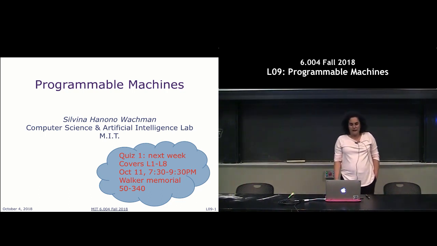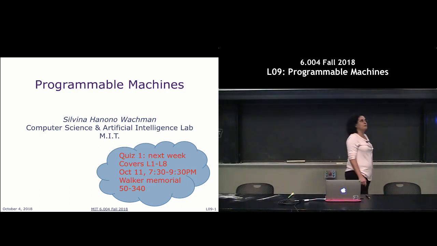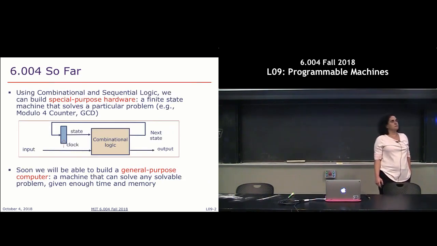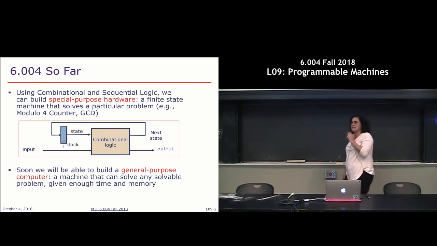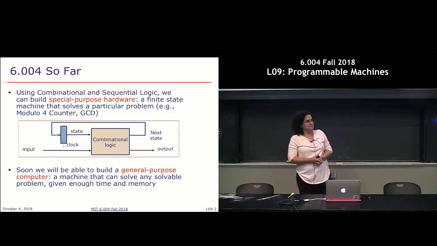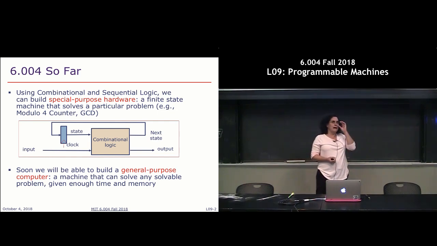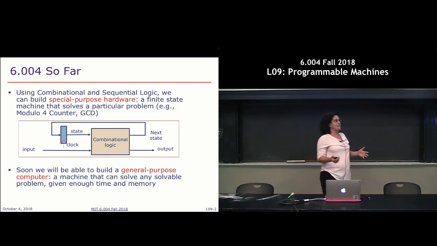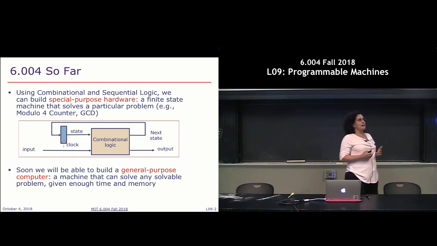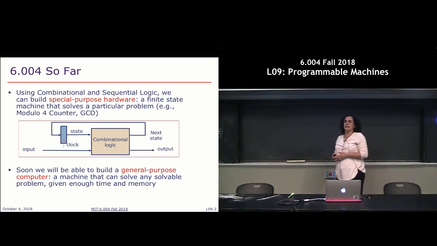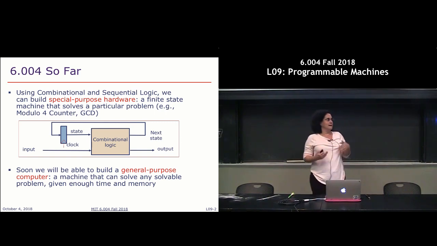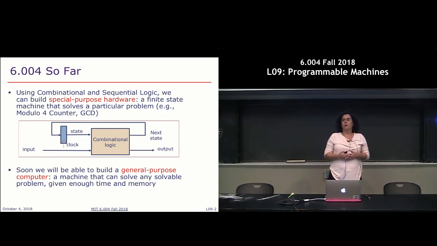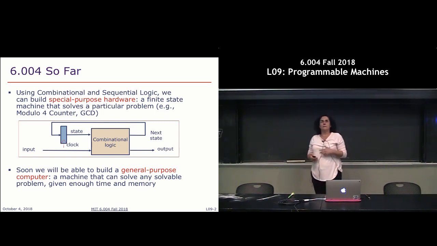Great. All right, so today we're going to move on to talk about programmable machines. So what have we done so far in 6004? So far we've learned how to build combinational circuits, how to build sequential circuits, and together we're able to put them together and make some kind of special purpose hardware which solves problems like modulo 4 or GCD, and we've seen how to do that.